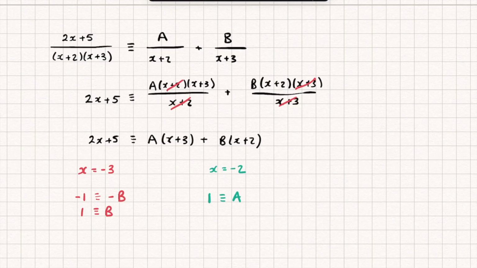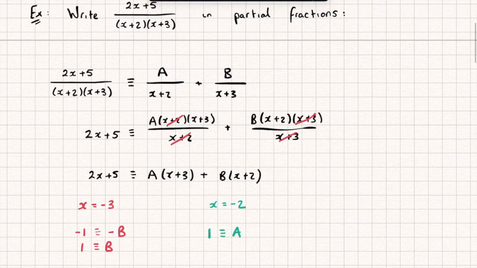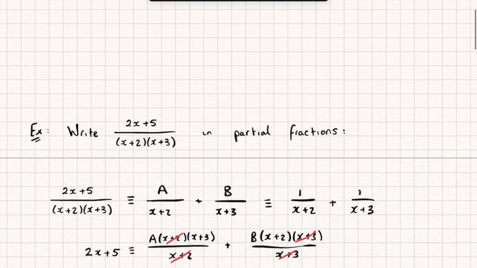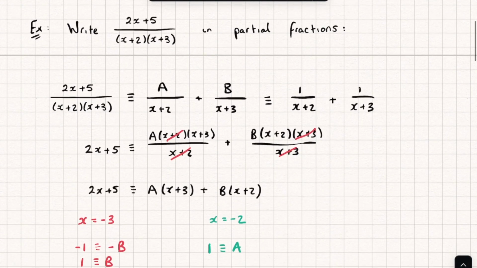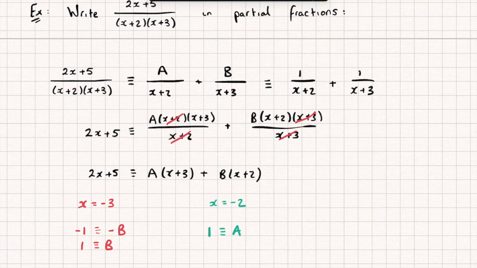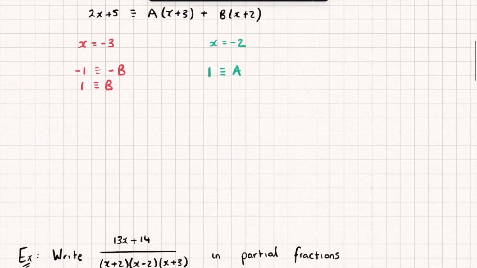So now we have this value of a and b, we can put it back in to what we started with, and that tells me that this turns into 1 over x plus 2 plus 1 over x plus 3, which is actually what we started off with. That was this kind of example question we did at the start. We're done. We've split it up into its partial fractions. Let's look at another example.